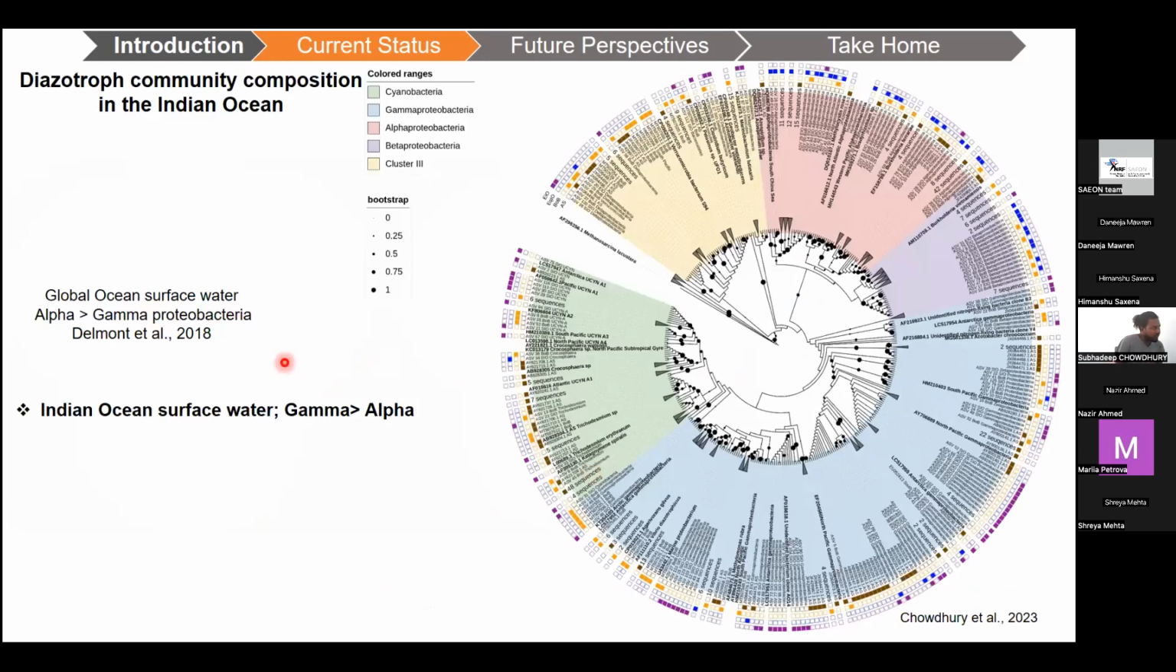Overall, a recent paper published global compilations of the diazotroph groups from the surface of the ocean, where they found that alpha proteobacteria are more abundant as compared to gamma, but the Indian Ocean is more unique from that perspective. This is the genetic makeup, or the overall diazotroph community composition. You can see there is a more complex and diverse group of gamma proteobacterial diazotrophs than alpha proteobacteria.